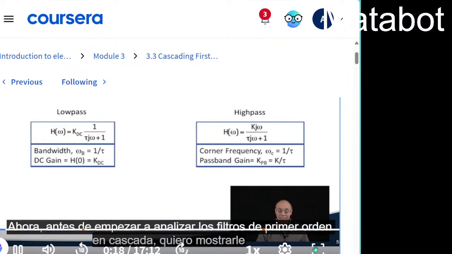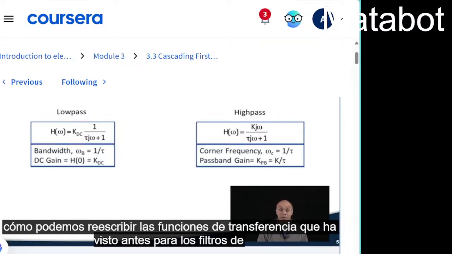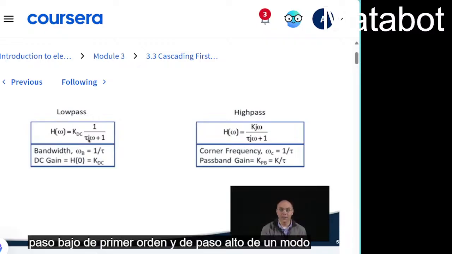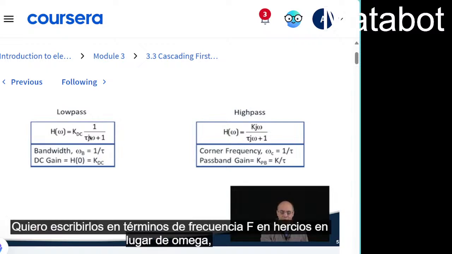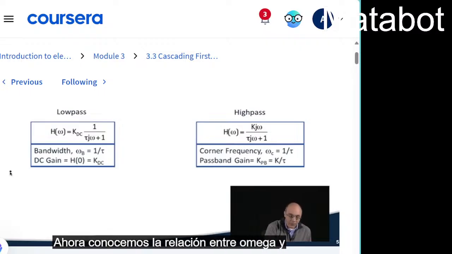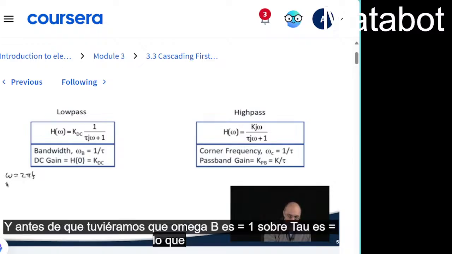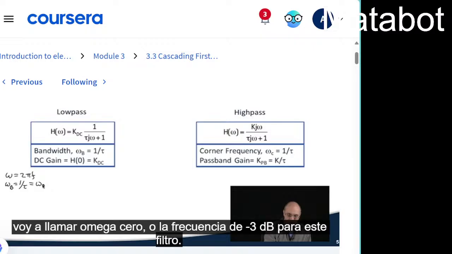Now, before we begin looking at cascaded first-order filters, I want to show you how we can rewrite the transfer functions that you've seen before for the first-order low-pass and the first-order high-pass filters in a different way. I want to write them in terms of Hertz frequency f rather than omega as you've seen them before. Now we know the relationship between omega and frequency is omega is equal to 2 pi f. And from before you have that omega b is equal to 1 over tau, which I'm going to call omega naught, or the minus 3 dB frequency for this filter.